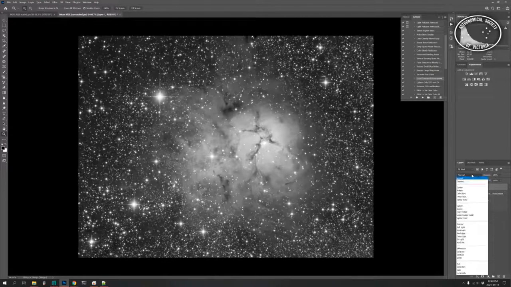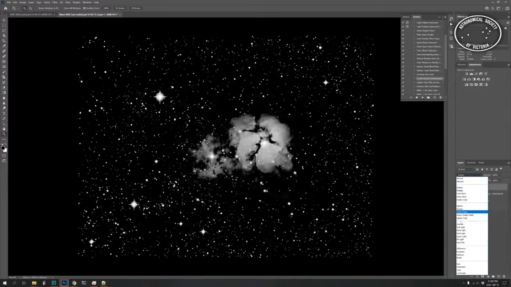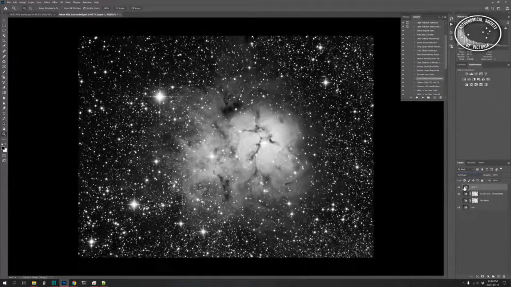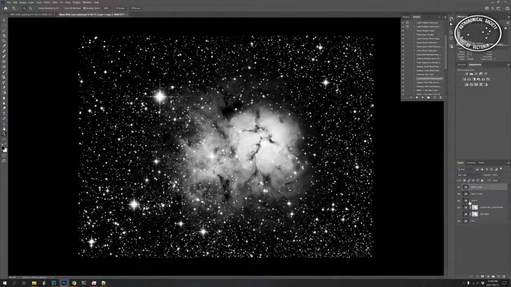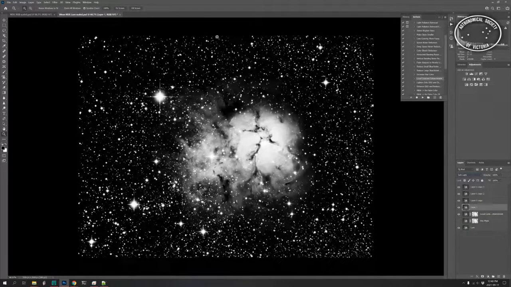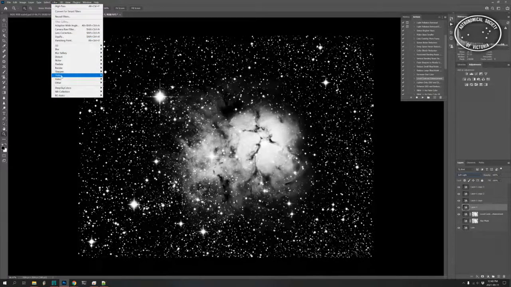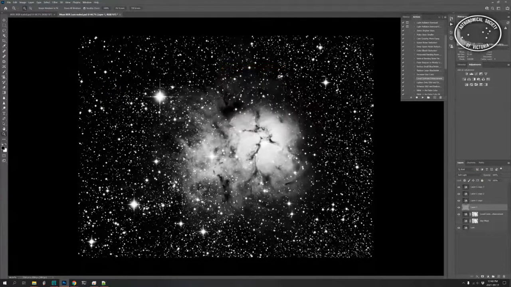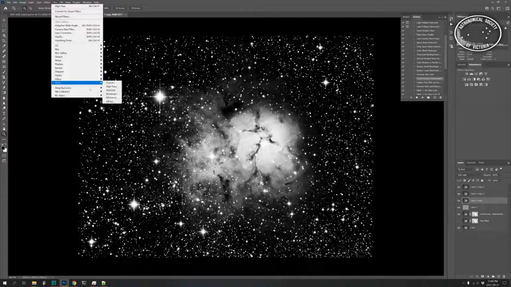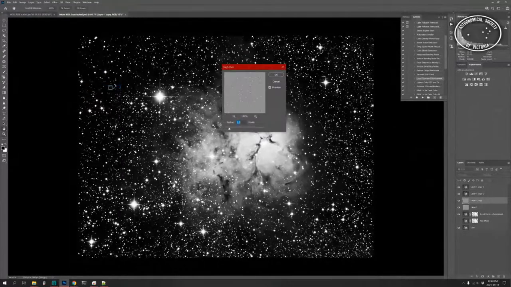Okay. Now I'm going to make that a soft light layer. And those that know Photoshop will probably know what I'm going to be doing next. I'm going to make three copies of it, so there are four total. And on the bottom one, I'm going to go filter, other, high pass, and 2 pixels radius. And that's put a really fine sharpening on that layer. Next one up, filter, other, high pass, 4 pixels.